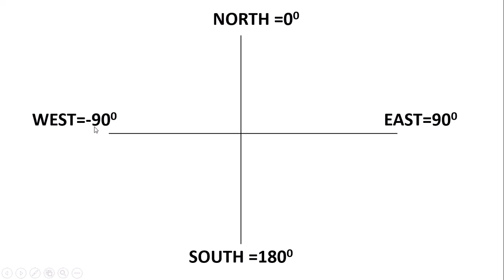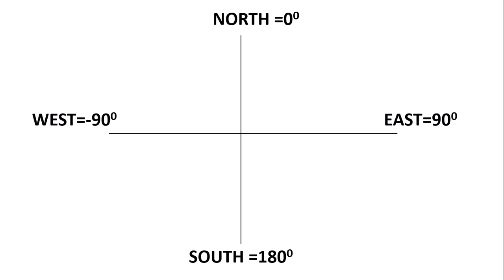So negative 90 is west, 90 degrees is east, north is 0 degrees, and south is 180 degrees. This is the cardinal point for motion. And you can see on Scratch, the first block was motion. So this is very fundamental for somebody to keep in mind, especially young ones who are learning programming.